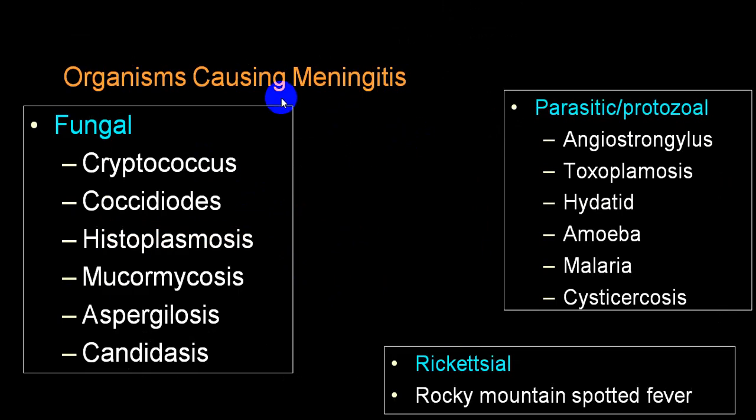Odd organisms, we already mentioned in fungal: Cryptococcus, coccidioides, then mucormycosis, aspergillosis, candida, histoplasmosis, etc. Among parasites, toxoplasma, hydatid, or we call Taenia echinococcus, Entamoeba histolytica, P. falciparum, cysticercosis, etc. And among rickettsial, Rocky Mountain spotted fever, all these are quite common.